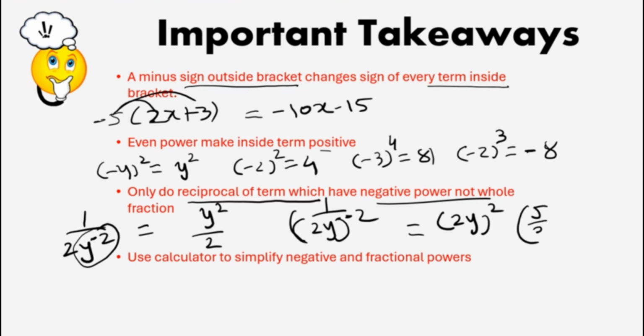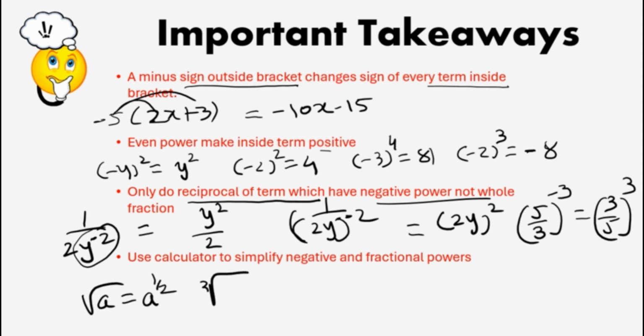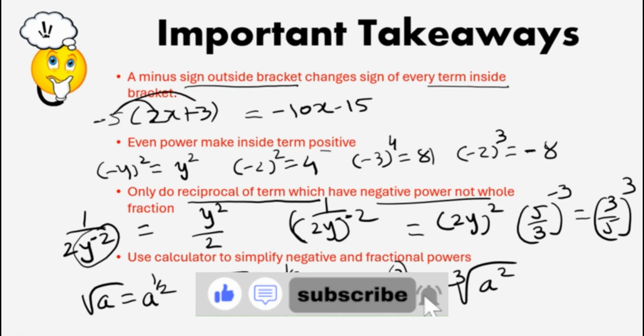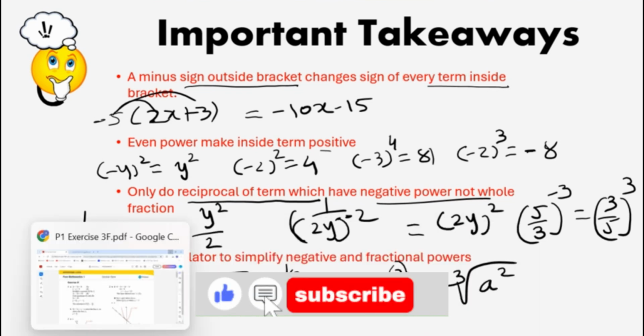Another example, 5 over 3 power minus 3. If you want to make the power positive, flip your fraction. That will give you a positive power. Another thing is the square root of a, we can write a power half. Cube root of a, we can write a power 1 over 3. Suppose you have a power 2 over 3. Always remember the top will stay as a power and the bottom is converted to a root. So here a cube root is there. These are the important things that we have to keep in mind.